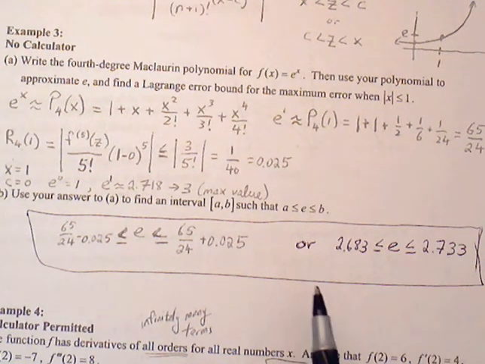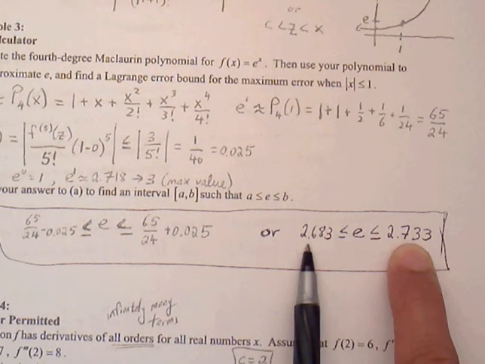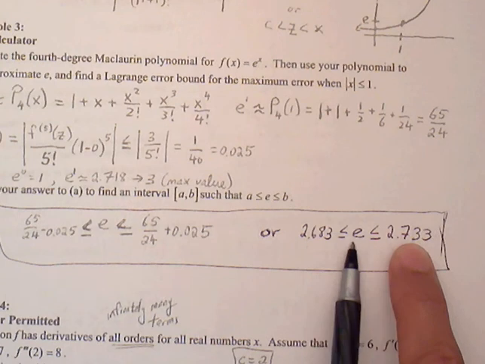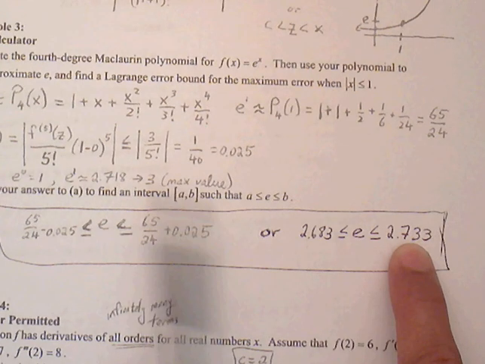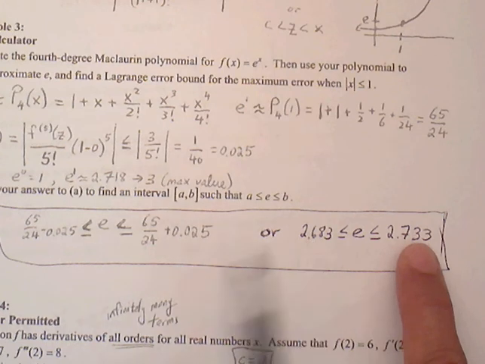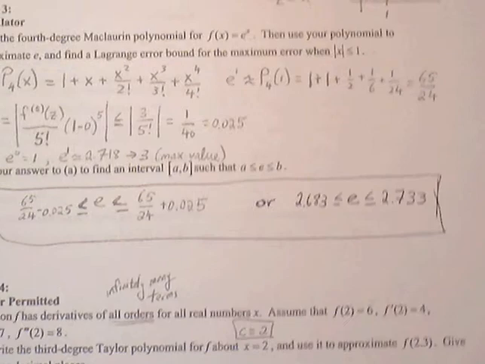I know we're not supposed to use the calculator, but if we were to plug this in, we're going to see the lower bound being 2.68, upper bound being 2.73, and we know our e value, 2.718, has to sit safely between the lower and upper bound. Okay, example 4.